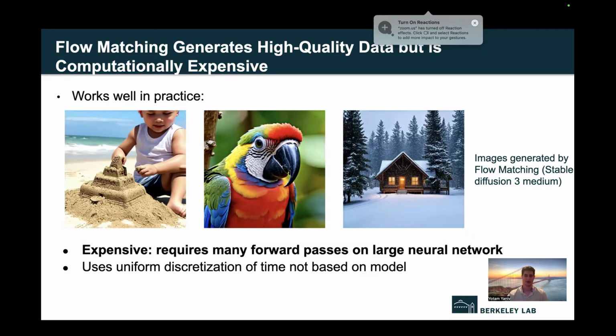Unlike one-shot models, flow matching requires us to solve an ordinary differential equation. This means that we have to run a forward pass on a very large neural network many times, maybe dozens or hundreds of times, to generate a single sample. So this can be very expensive, and without the right tools, it might not even be worth doing.